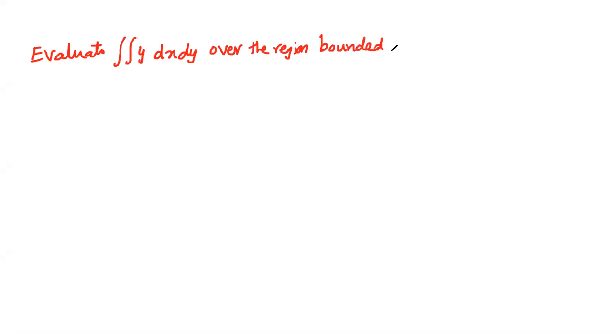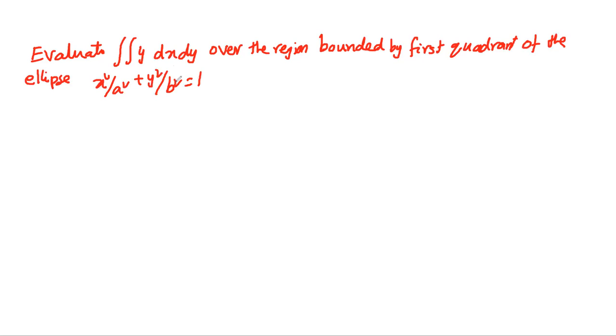Now the next question. Evaluate the double integral y into dx dy over the region bounded by the first quadrant of the ellipse x square by a square plus y square by b square is equal to 1.